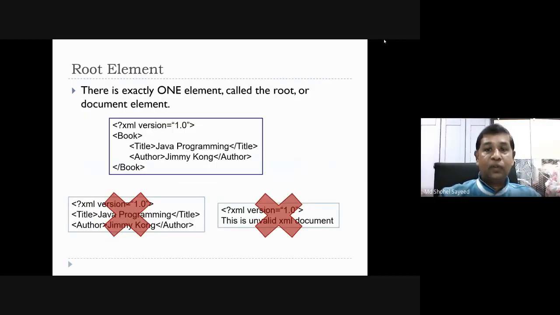Next, the root element of the XML document. There is exactly one element called the root or document element. Sometimes we call it the document element. The root element and the document element are the same thing. So look at this example here. XML version 1.0 is mandatory. You can omit the optional part. Then book. What is book? This is what we call the root element or document element. This should be only one.